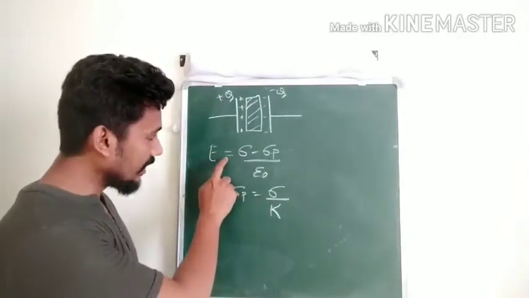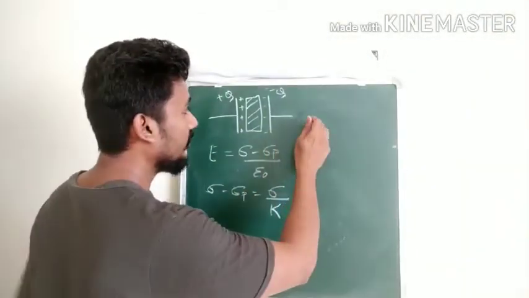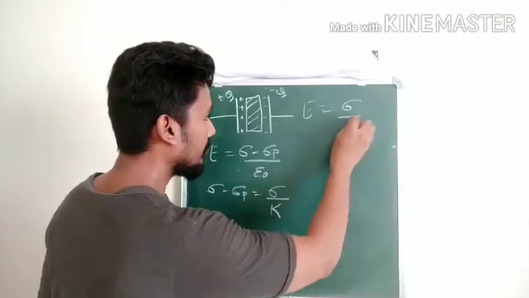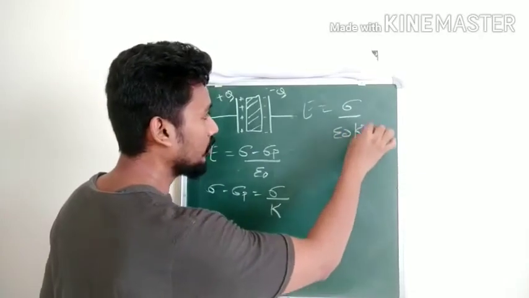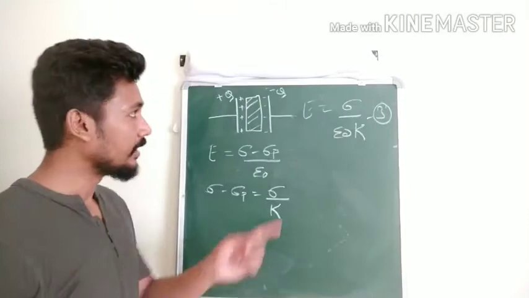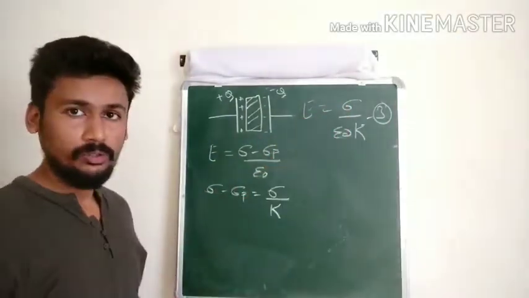So using this, our equation for E can be written as E is equal to sigma by epsilon naught into K, and that we can call our equation number 3. Okay, so you can write electric field as sigma upon epsilon naught into K.